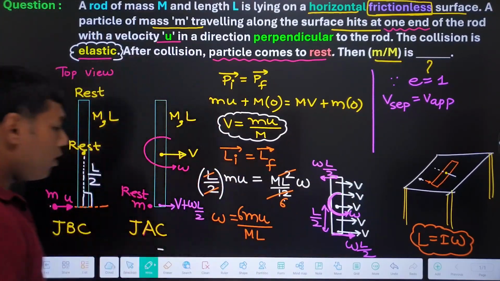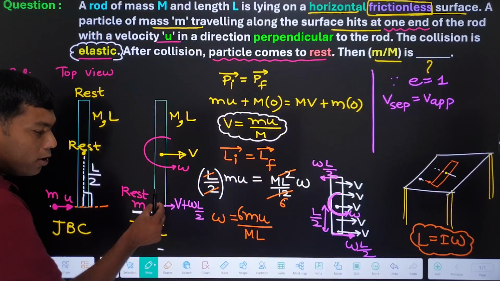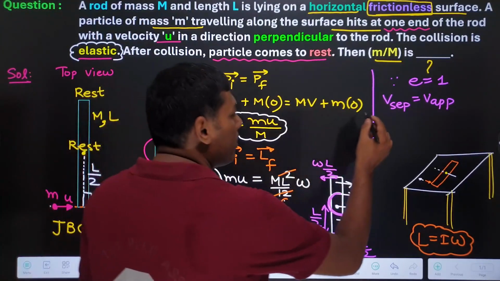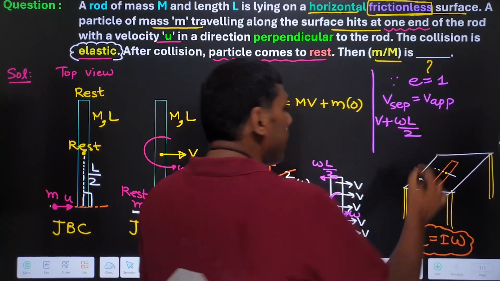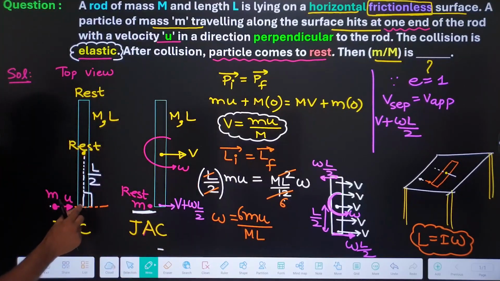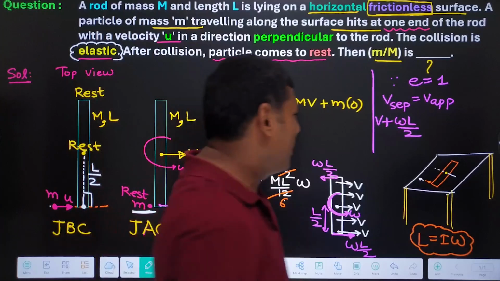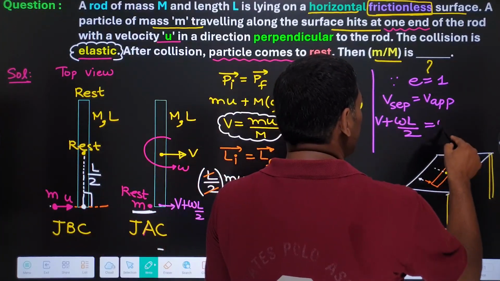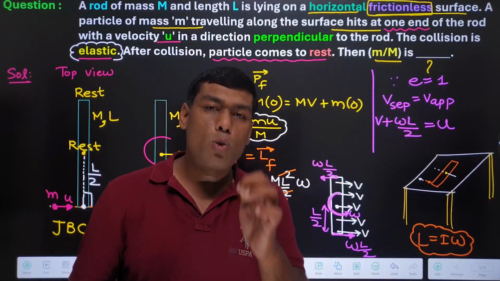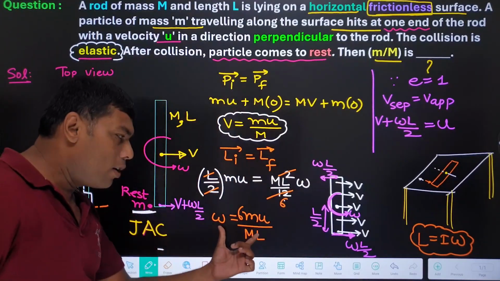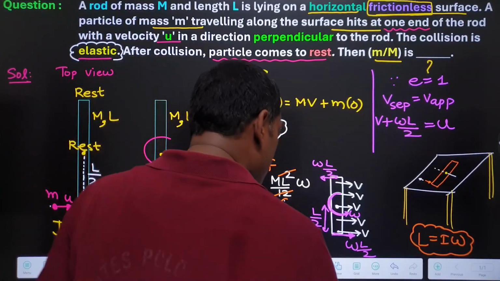So the velocity of separation, because this m mass came at rest, so this point of the rod is being separated at a rate v plus omega L by 2. And the velocity of approach, initially this point of the rod was at rest and this mass is approaching at a rate u. So velocity of approach is u. Agree with this? Now we are going to put the data. We have the value of omega, we have the value of v. We are going to put this data.